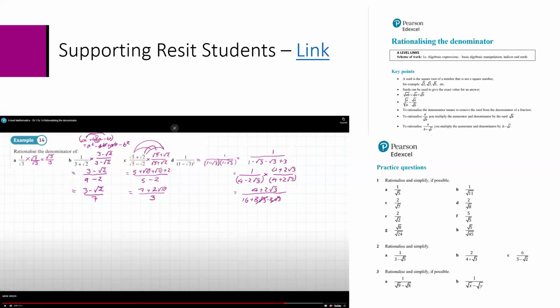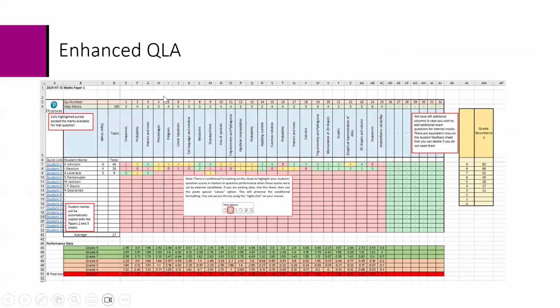The other resource that we've got coming out in the next week is a new enhanced QLA. So effectively you build in the student scores. But what I wanted to highlight to you here was we haven't done red, amber, green in relation to, say, a 2 marker, where red is 0, amber is 1, and green is 2. We've done it in relation to the exam statistics of how the students performed.